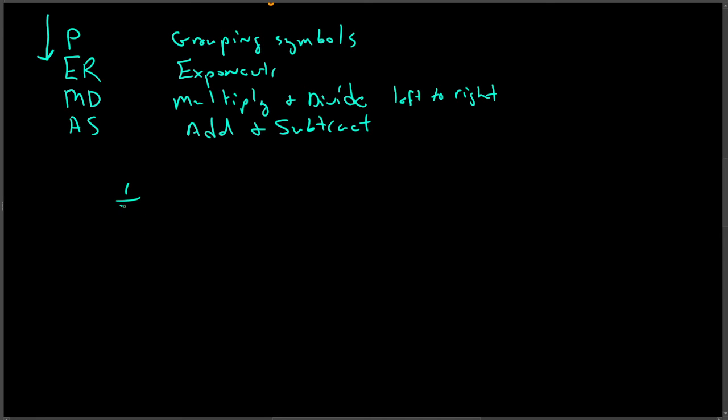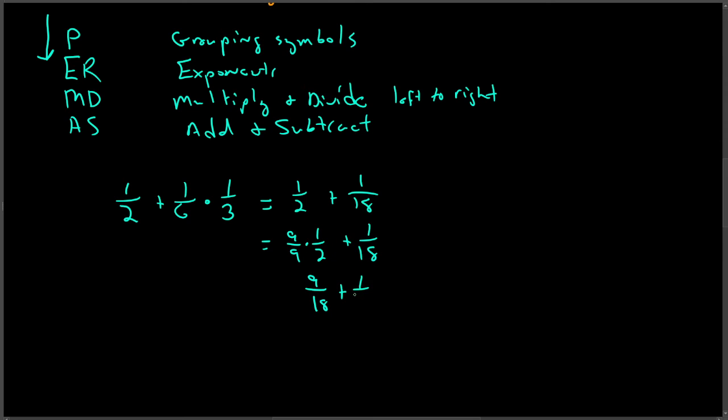So if I have 1/2 plus 1/6 times 1/3, I have to do the multiplication first. So that's 1 times 1 over 18. Now I need an LCD. Well, 18 is the LCD because I can multiply 1/2 by 9. So I'm going to multiply 1/2 by 1 in the form that gives me the same denominator. And so I get 9/18 plus 1/18. And that's going to be 10/18.